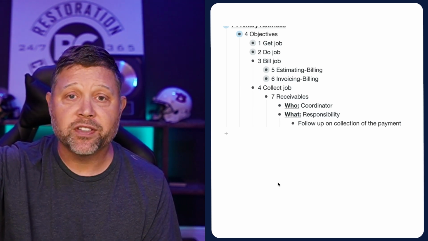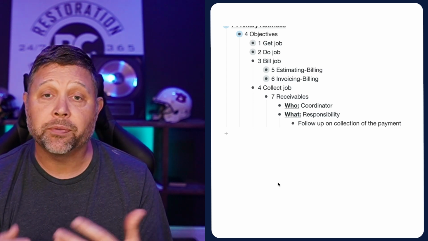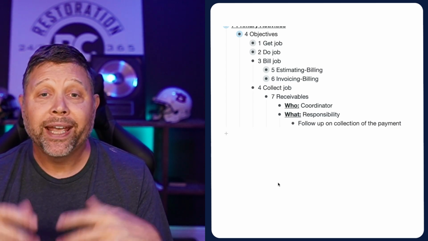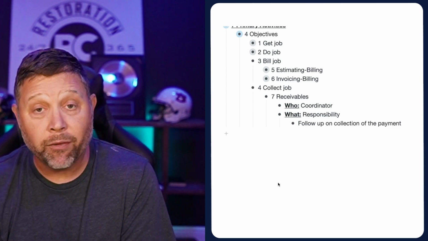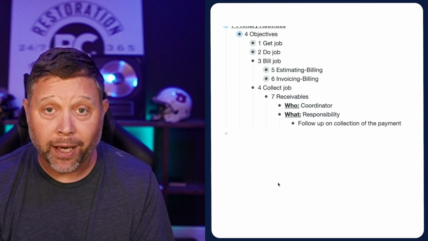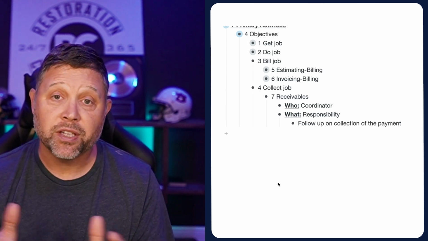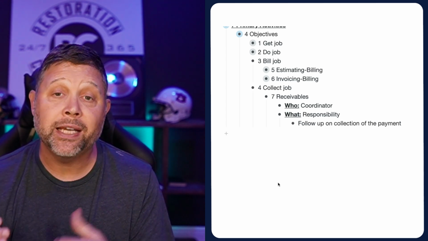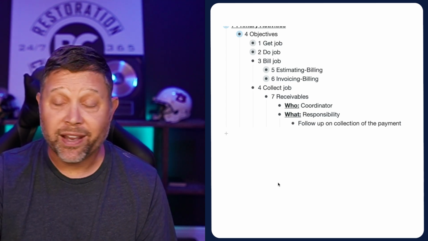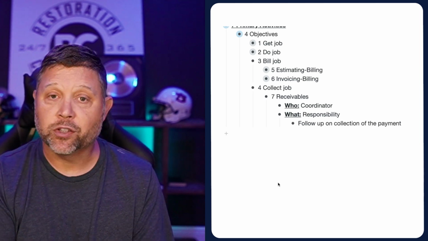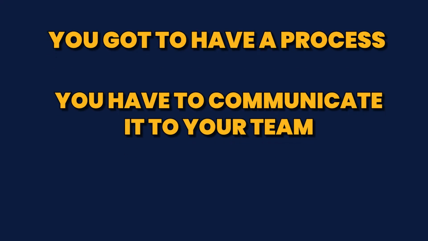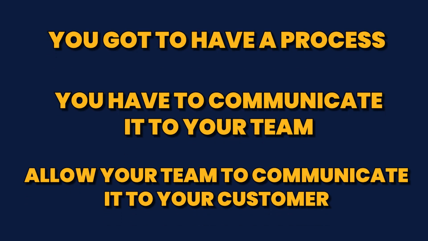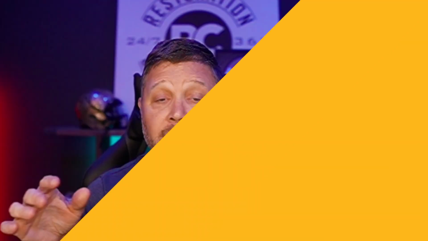The same way that this is get, do, bill, collect, you're going to have a series of steps and milestones that will be involved in a communication schedule and in your receivables process. And most of you guys simply don't have a receivables process. And if you do, it's not typed up and clearly spelled out where everybody at your company and your team can go pull it and see it, because they have to know it so they can talk to your customer about it. So you got to have a process, number one. You have to communicate it to your team, number two, and allow your team to communicate it to your customer, number three.